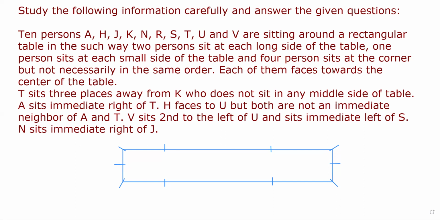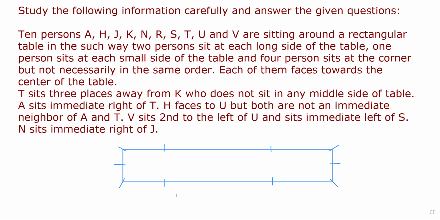And it's mentioned that each of them faces towards the center of the table. So 4 persons sit at the corners, 2 persons at the long sides, and the others at the short sides of the table. They are facing each other. Okay, so I have done everything. Now I have to solve who will sit where.